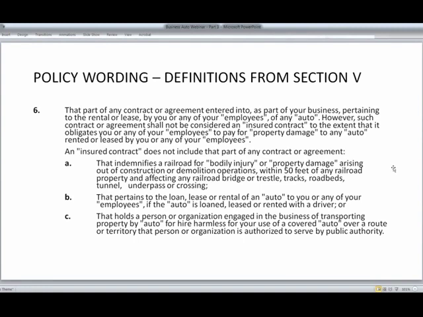Then there are 3 contracts that are not insured contracts. The first identifies a railroad for bodily injury and property damage. That's railroad protected. Next pertains to loan, lease, or rental of autos by your employees, where the auto is loaned or leased with a driver. That's where the motor carrier signs on an owner-operator leasing that vehicle. That's not an insured contract. And the last holds a person or organization engaged in the business of transporting property by others for hire. That is where you have a motor carrier who allows someone else to use their authority.